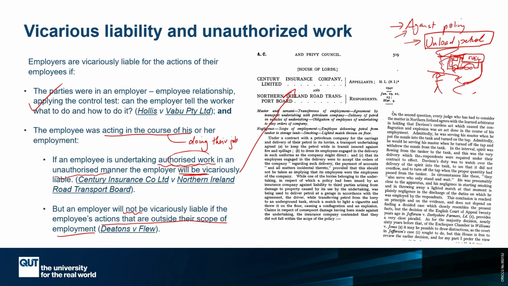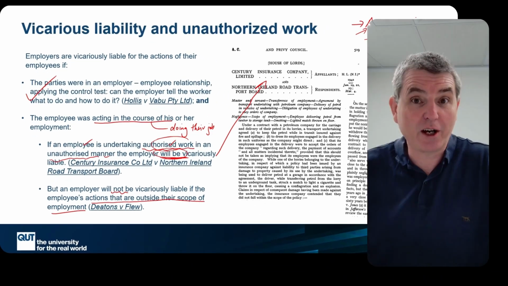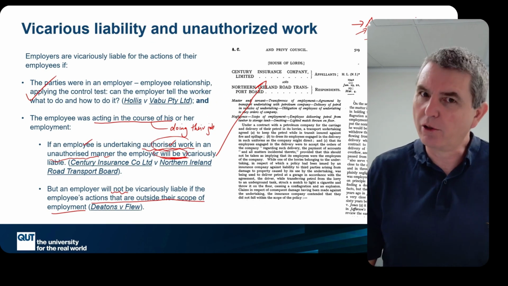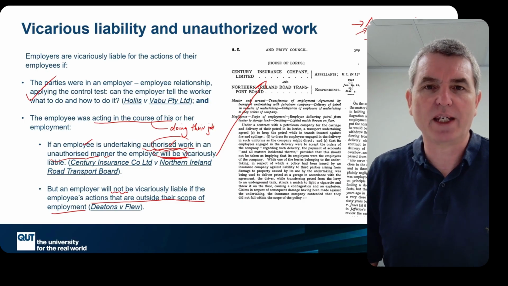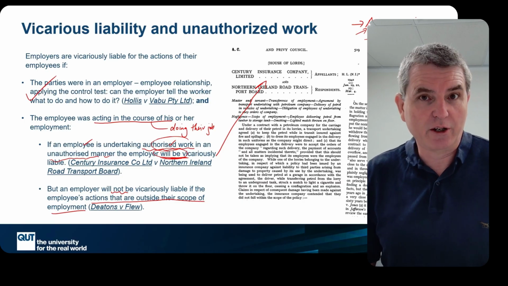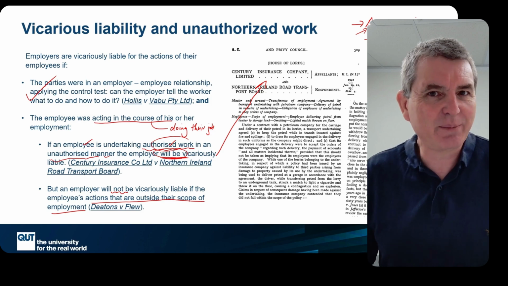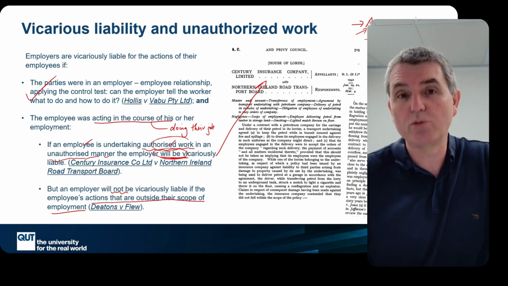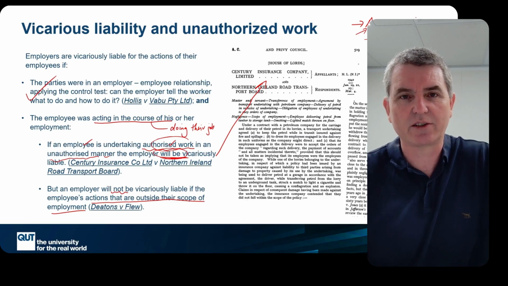Why? Because the petrol tanker driver in this case was doing authorised work, unloading the tanker, but doing it in an unauthorised manner while having a cigarette. That means the employer is liable. So hopefully that makes sense. If the worker is doing something that's part of their job, including minor deviations from part of their job, then the employer will be liable. They should really be exercising their control and making sure the worker's doing it the right way. And so those two rules are the key to understanding vicarious liability.